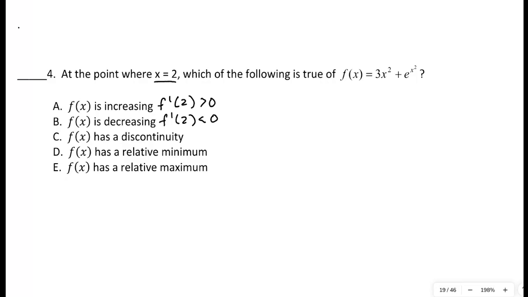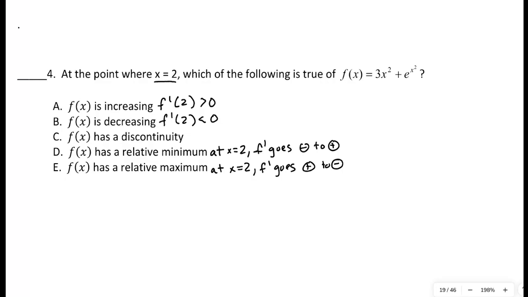We'll have a relative minimum if at x equals 2, f prime goes from being negative to positive. And similarly, we'll have a maximum if f prime is going from positive to negative. So once we find the derivative, set it equal to 0, and find the critical values if there are any. Or actually, we wouldn't even have to do that. We just need to plug in 2 and see what happens. Then we'll be able to answer this pretty easily.